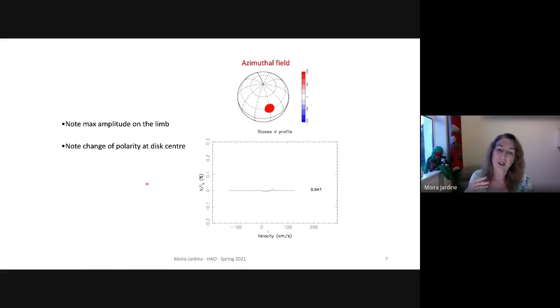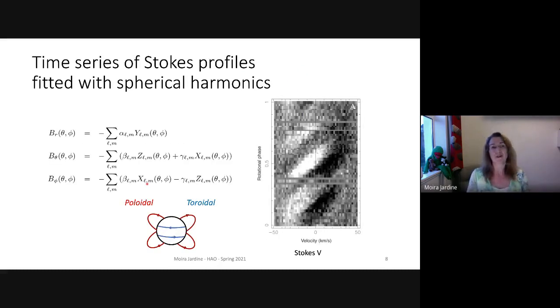So by looking at the Stokes V signature as a function of time as the star rotates, we can use both its amplitude and its variation with phase to infer the structure of the magnetic field. And there's an example here on the right. This is actually V374 Peg, which I'll talk about later. What you're seeing is velocity on the x-axis here, and this is rotation phase, or equally you could think of this as time. And we've simply stacked up in time all the different spectra, and you can see the Stokes V profile moving through the line here.